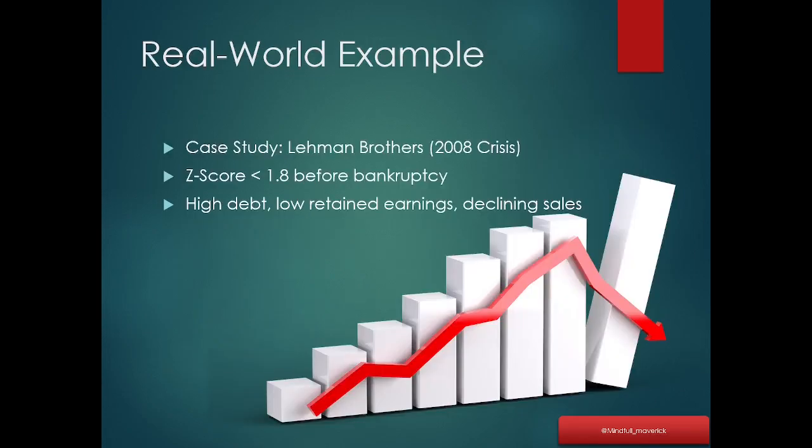Okay. The classic example of this Altman Z score model is Lehman Brothers. So you heard about the Lehman Brothers crisis in 2008 or the subprime crisis. The Z score of Lehman Brothers was 1.8 before bankruptcy. And there are three main indications that the firm is going to be bankrupt in the coming future. First is high debt, second is low retained earnings, third is declining sales.